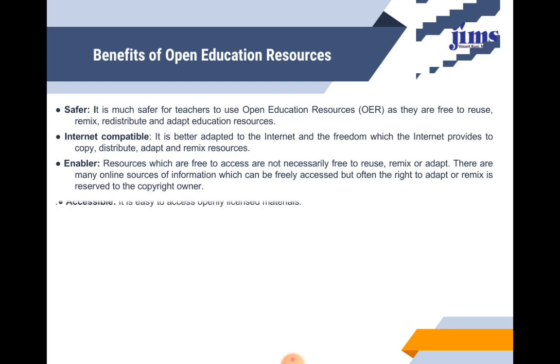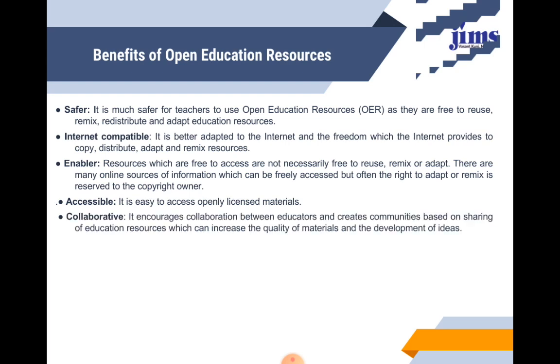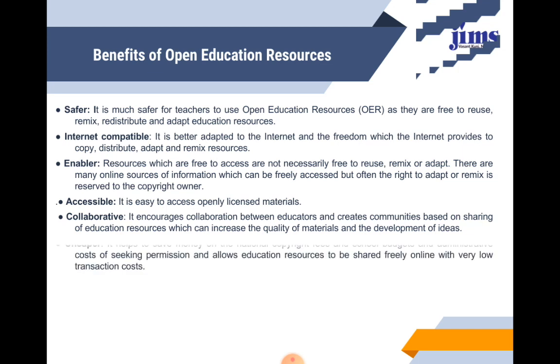Third is enabler. Resources which are free to access are not necessarily free to use, remix, or adapt. These are mainly online sources of information which can be freely accessed, with often the right to adapt or remix reserved to the copyright owner. Fourth is accessible. It is easy to access openly licensed materials.